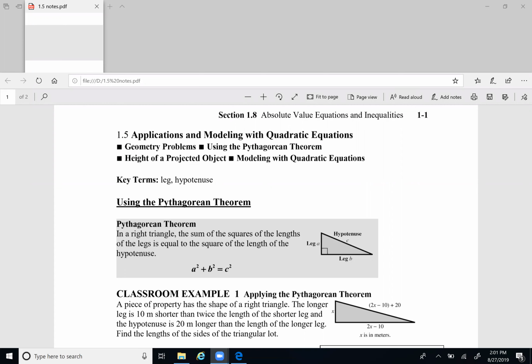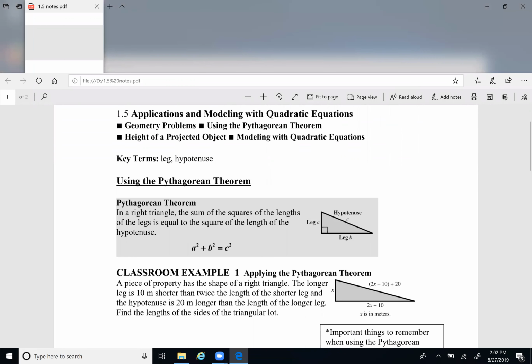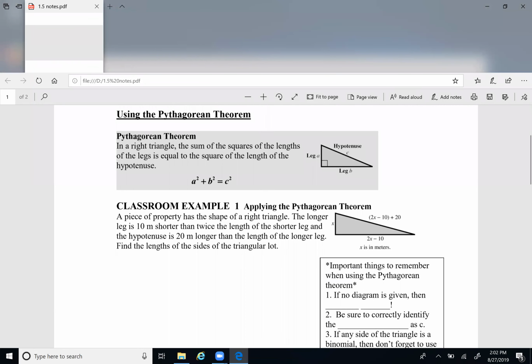We're going to be looking at applications and modeling with quadratic equations in this lesson. Something that hopefully is familiar to all of you is the Pythagorean Theorem. If you recall, Pythagorean Theorem is a very helpful tool in finding side lengths of a right triangle. Not just any triangle, but it has to be a right triangle.